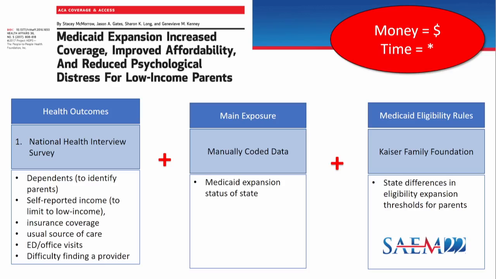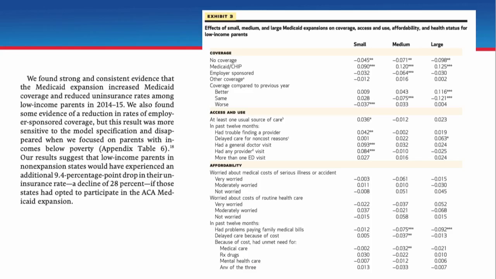Then they linked it with the expansion status of the state, which is not that hard. And then they went to the Kaiser Family Foundation to identify state differences in eligibility expansion thresholds for parents. All very easy data to get and not very complex. So cheap and easy to do, and they got published in Health Affairs, which is a good policy journal. And without really getting into this, they saw that it had some improvement on cost pressure for patients and access to care.